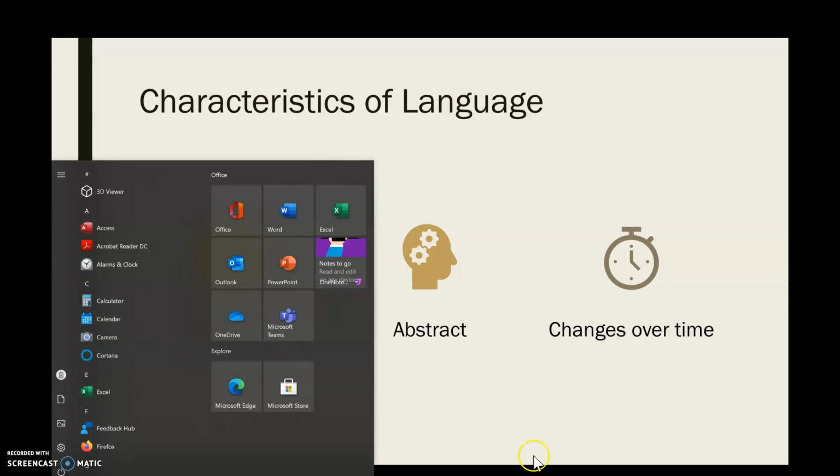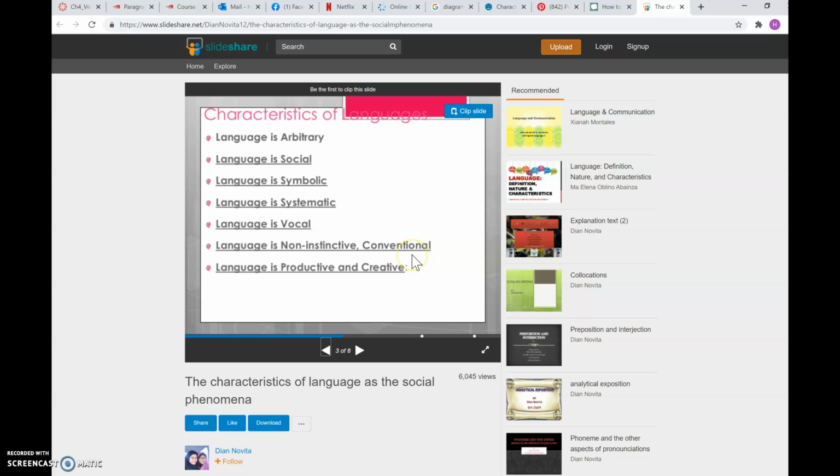But there are actually 7 characteristics of language, and I found this little slide that I thought was a good way of listing them. And I found it after I made the PowerPoint and uploaded it. I didn't want to change the PowerPoint.